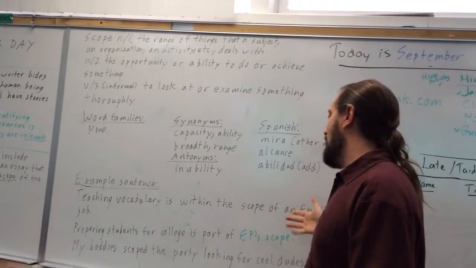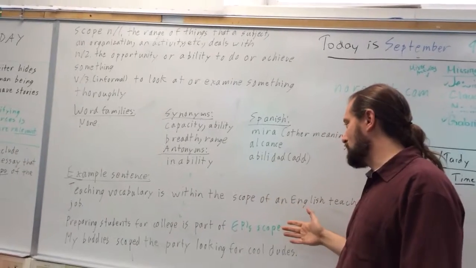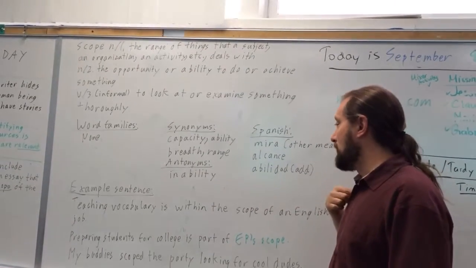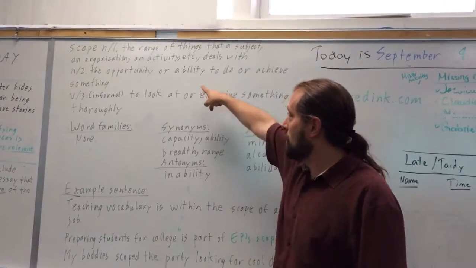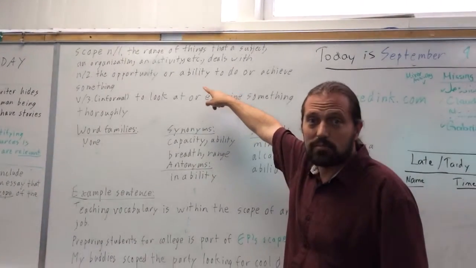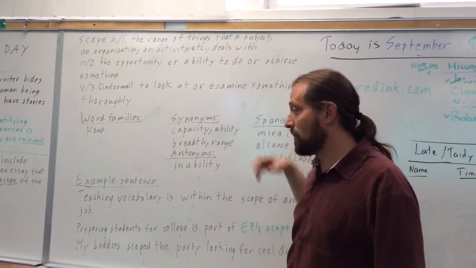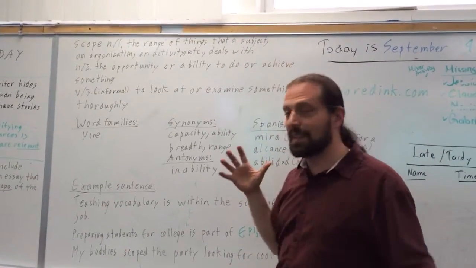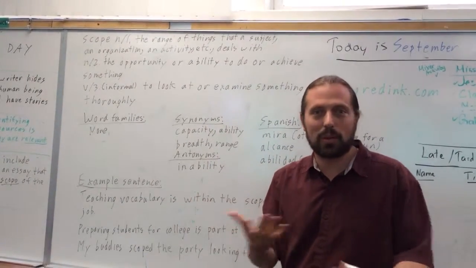So two, the opportunity or ability to do or achieve something. I feel like a lot of sentences with number one could also be number two. It's hard sometimes to know which one it is. Because you could say, teaching vocabulary is within my scope. That could also be number two. It's within my ability, I can do it. So it maybe depends on the context. Number one is, it's within the things that I deal with. Number two would be, it's within my ability. But I think both are true.